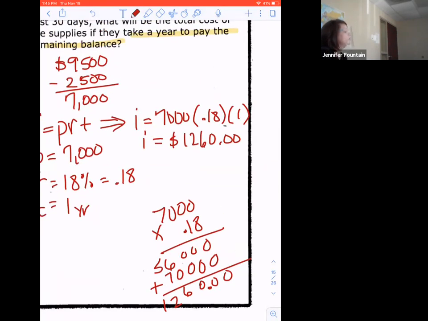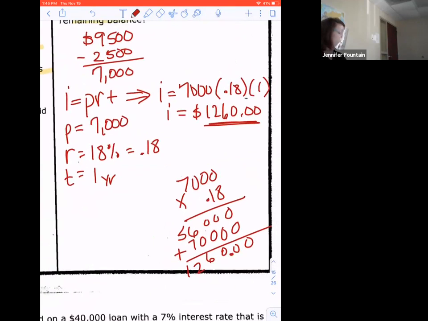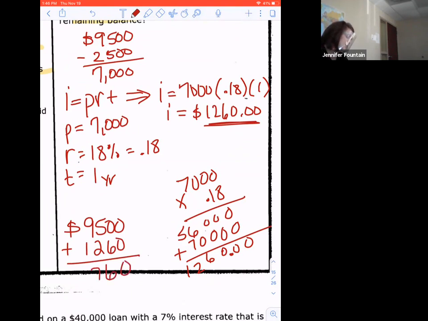So he started out with a total purchase of $9,500. He paid off $2,500 of that within the first 30 days. So there was no interest on the $2,500. The $7,000 he takes to pay off in a year. So he's going to actually end up paying $1,260. So if we wanted to look at how much he's actually paying for everything, we would take that $9,500 and add the $1,260 he's paying in interest. So he's actually going to be paying $10,760 for his materials.